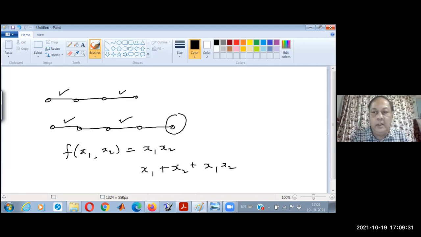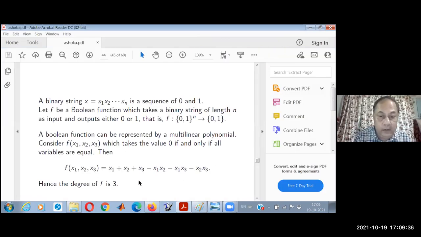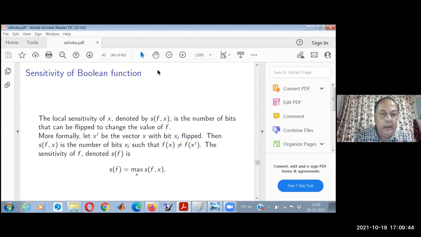So there is a rich theory of Boolean functions. And the degree of the Boolean function is obviously, I think this is a mistake. It has to be 2. I have the other one in mind. Okay, so that is the degree of the Boolean function. Now, what is the sensitivity of a Boolean function? So you take a Boolean function and take it.